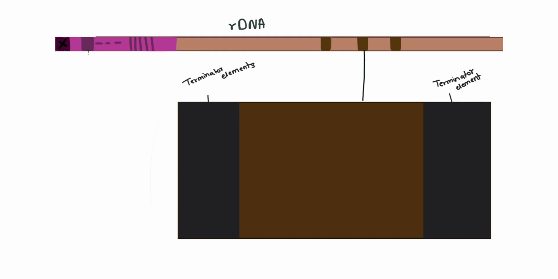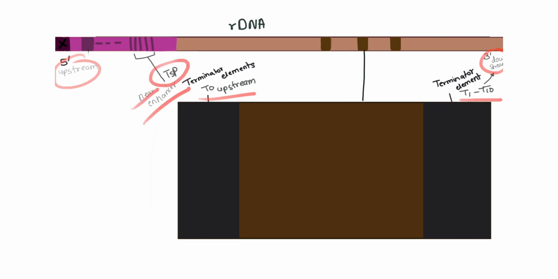And due to the fact that there is an upstream region and a downstream region, there are elements that are named according to them, and their presence is according to the upstream and the downstream region. So we have T1 to T10 that are found in the terminator element, and then we have T0 that is found in the upstream element. Then lastly, we have the TSB that is found near the enhancer.